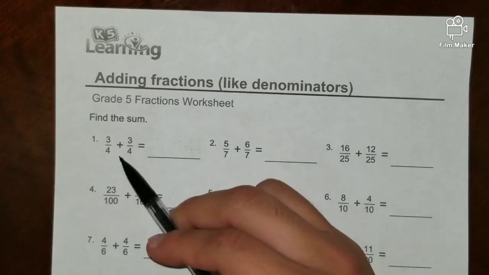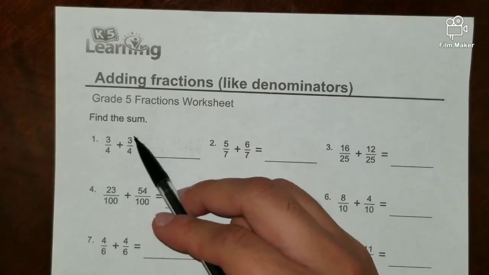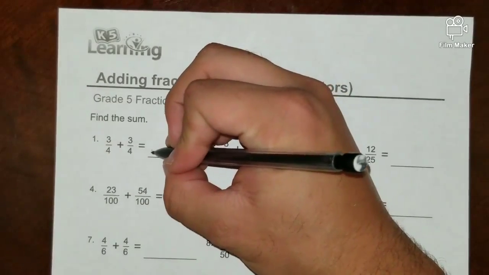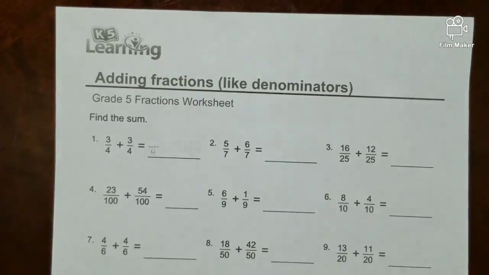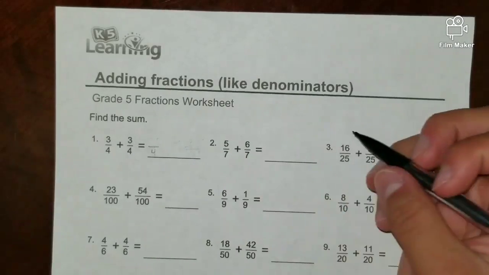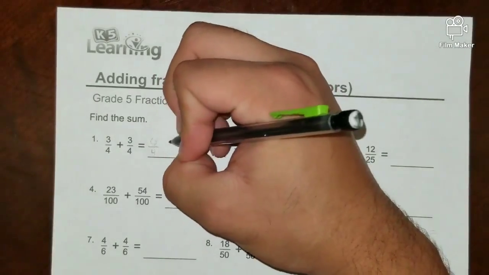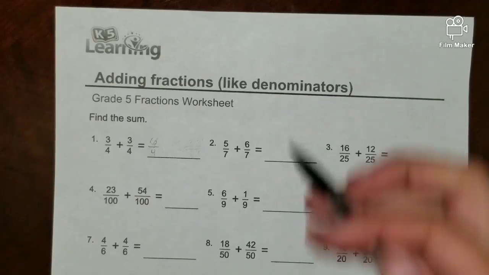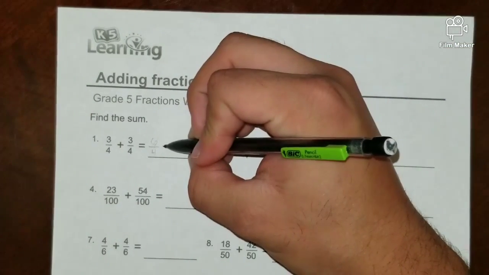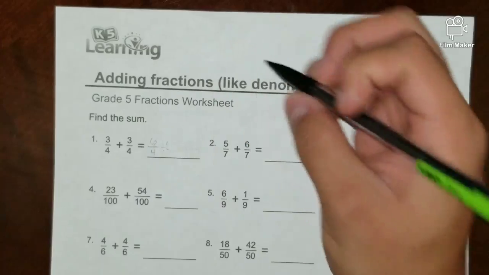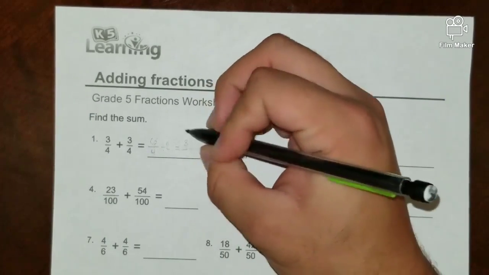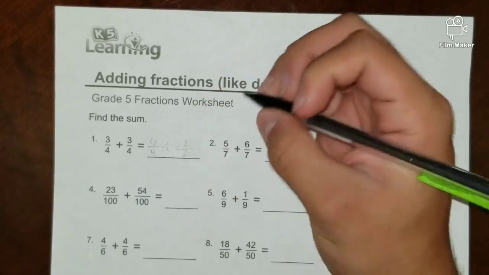So for example, in the first one, we have 3 over 4 plus 3 over 4. Since the denominators are both the same, we keep the denominator as 4, and we only add the numerator. So 3 plus 3 will give you 6. And since the 6 and 4 both have a common factor of 2, you divide them both by 2 to reduce them, the 6 becoming a 3, and the 4 becoming a 2.